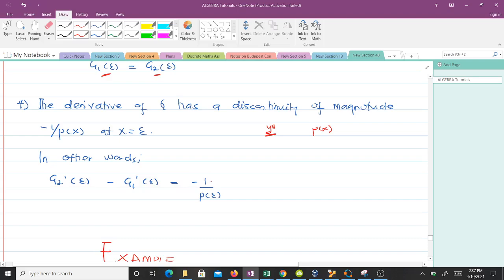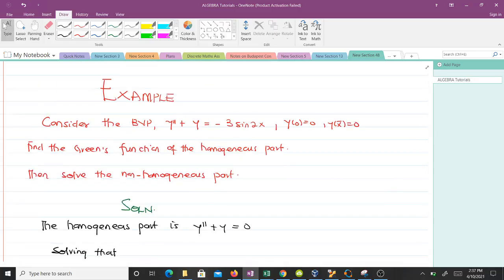Let's take an example, and the example will let you understand what you are doing very well. Consider the boundary value problem y double prime plus y equals negative 3 sine 2x, with y of 0 equal to 0 and y of pi equal to 0. So our endpoints are 0 and pi. We are asked to find the Green's function of the homogeneous part, and after that solve the non-homogeneous part.